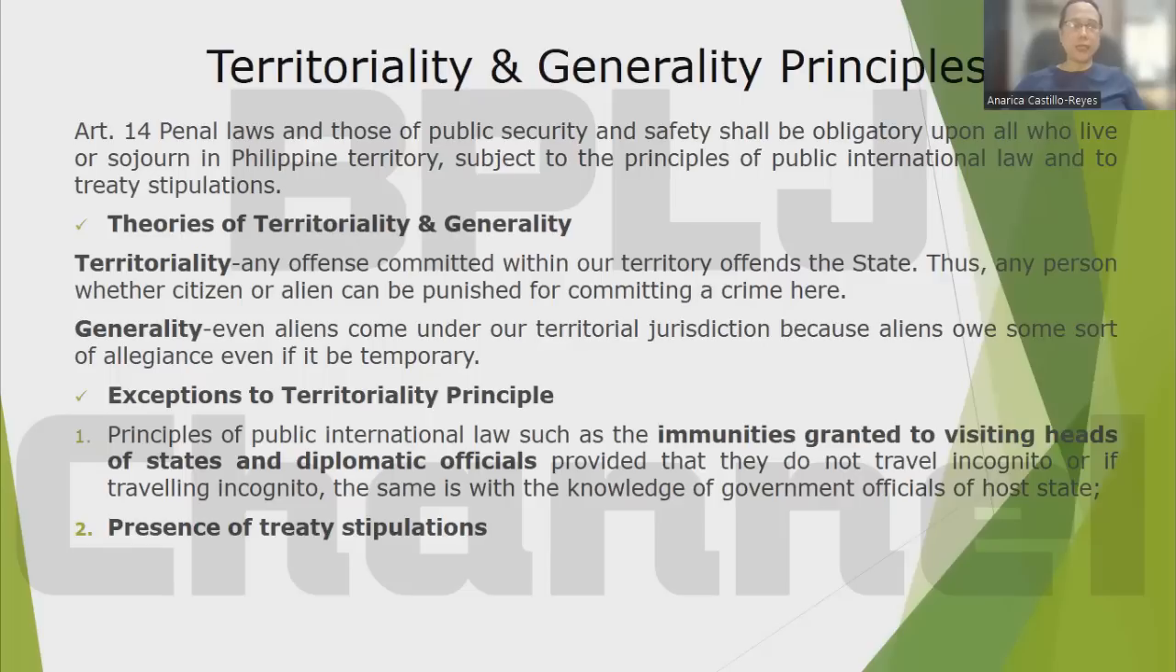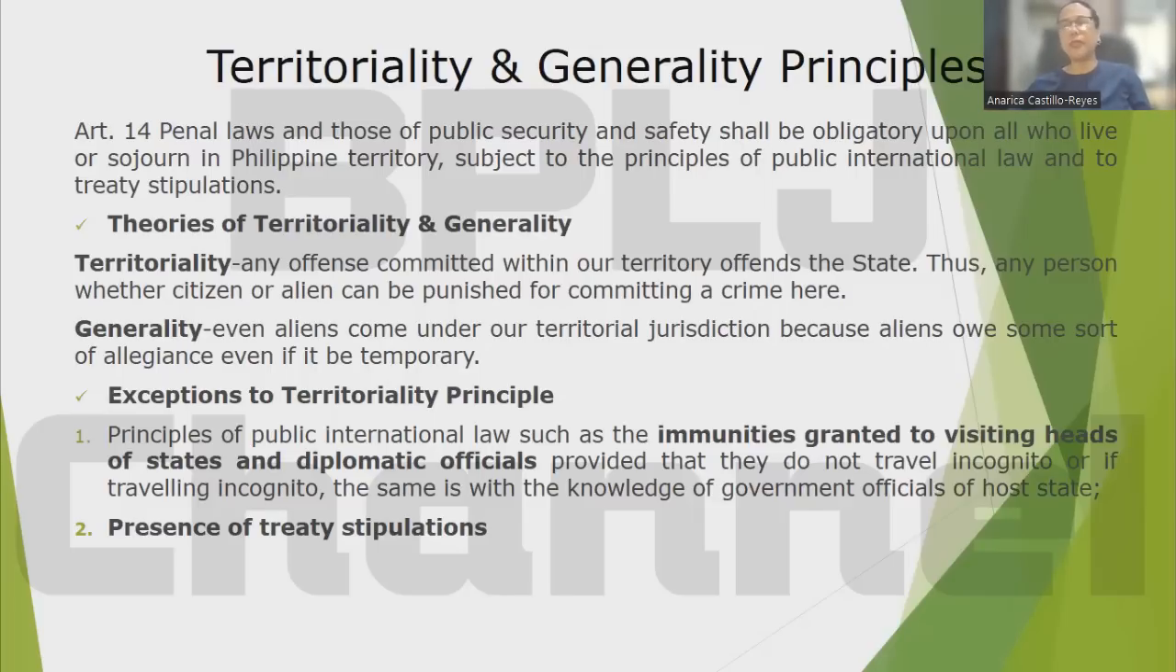Let us begin with the territoriality and generality principles. Under Article 14, penal laws and those of public security and safety shall be obligatory upon all who live or sojourn in the Philippine territory, subject to the principles of public international law and to treaty stipulations. So what do you mean by territoriality? Territoriality means that any offense committed within our territory offends the state. Thus, any person, whether a citizen or an alien, can be punished for committing a crime here.